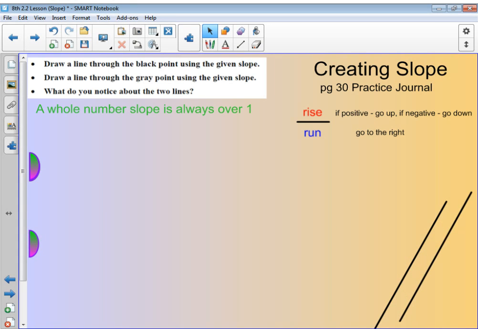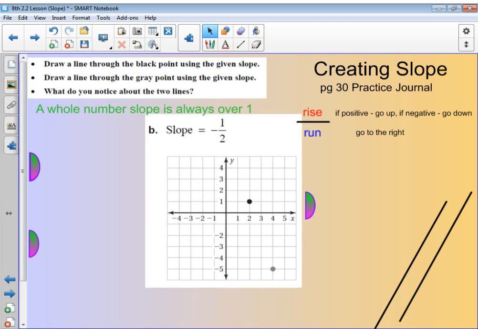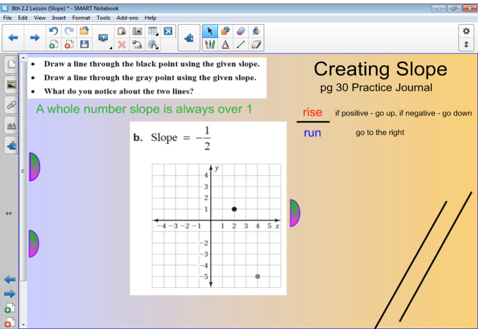Just going to shift those off to the side. So this time I have a slope of a negative 1/2. So this is where this part is important, is understanding that if it's negative, we're going to go down. The only time we're not going to do that is if our graph is not big enough. So from the black dot, I'm going to go down 1 because that was my rise.